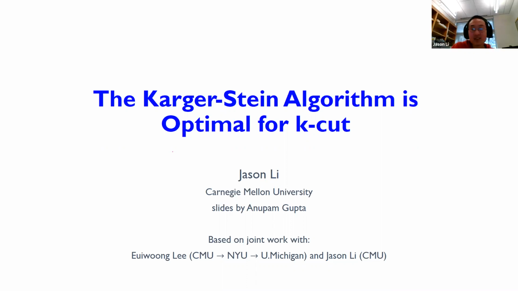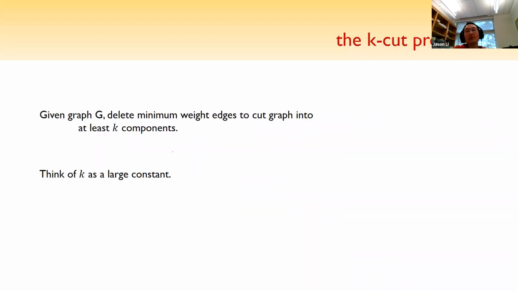So this talk is titled "The Karger-Stein Algorithm is Optimal for k-cut," in joint work with Anupam Gupta from CMU and Euiwoong Lee, who's now a faculty at U Michigan. In this talk, we'll be considering the k-cut problem. Given a weighted graph, delete the min weight set of edges to split the graph into at least k pieces. This generalizes the global min cut problem, which is when k is 2. In this talk, we should think of k as a possibly large constant. That's the regime we're talking about, and we want to find the min k-cut exactly.